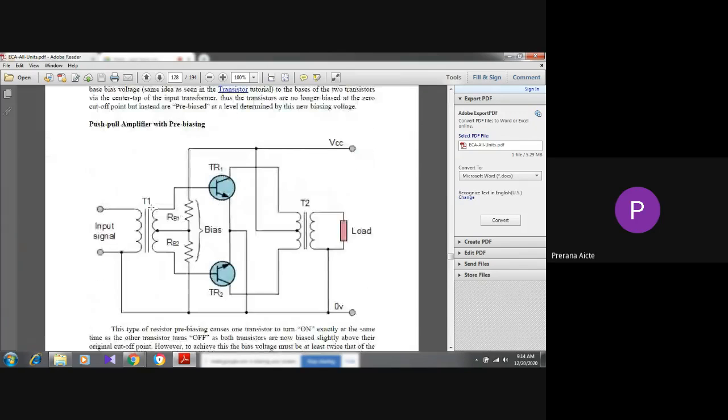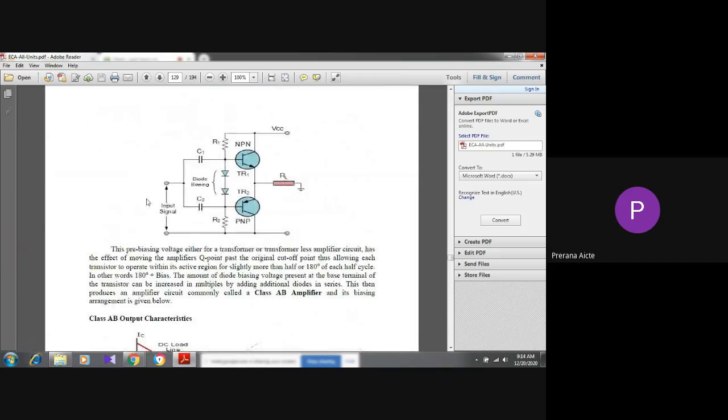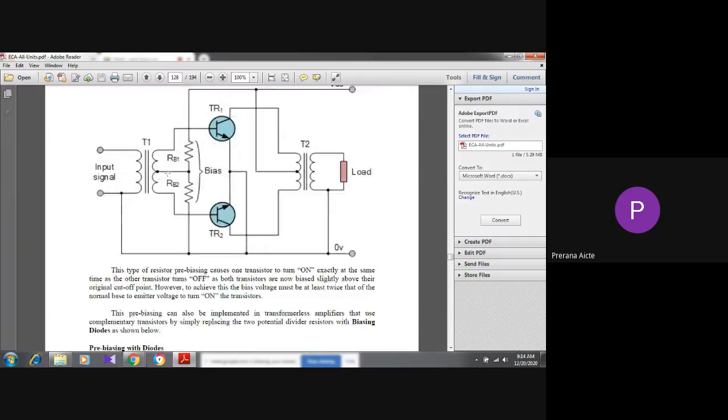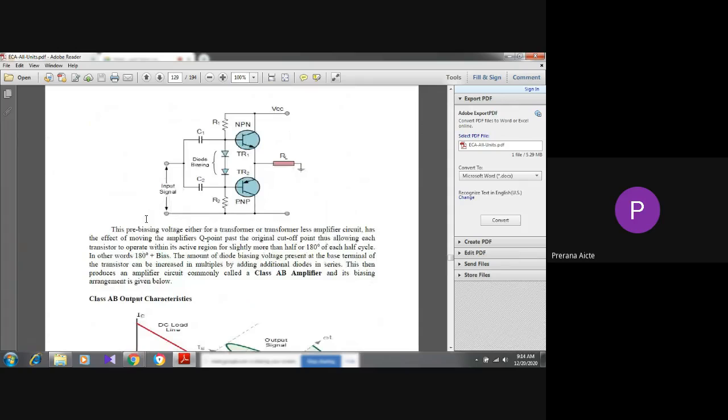This is the second pre-biasing, with diodes. We are just replacing these resistors with diodes. The pre-biasing voltage for a transformerless amplifier moves the operating point from the critical cutoff point, thus allowing each transistor to operate with its active region slightly more than half, or 180 degrees. In other words, 180 degrees plus bias. The amount of diode biasing voltage present at the base terminal of the transistor can be increased in multiples by adding additional diodes in series.